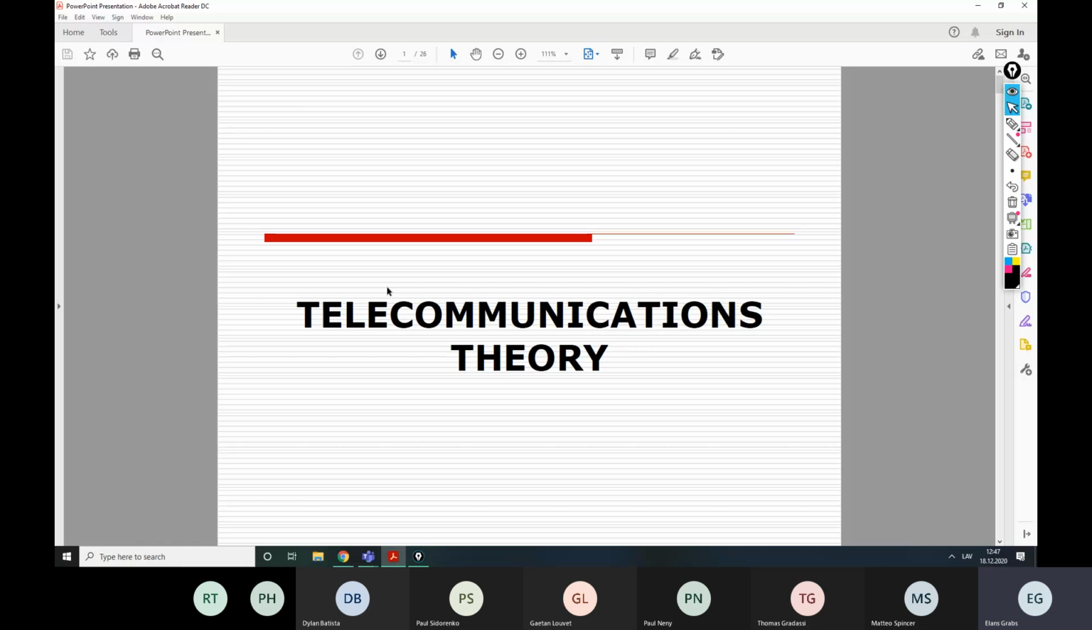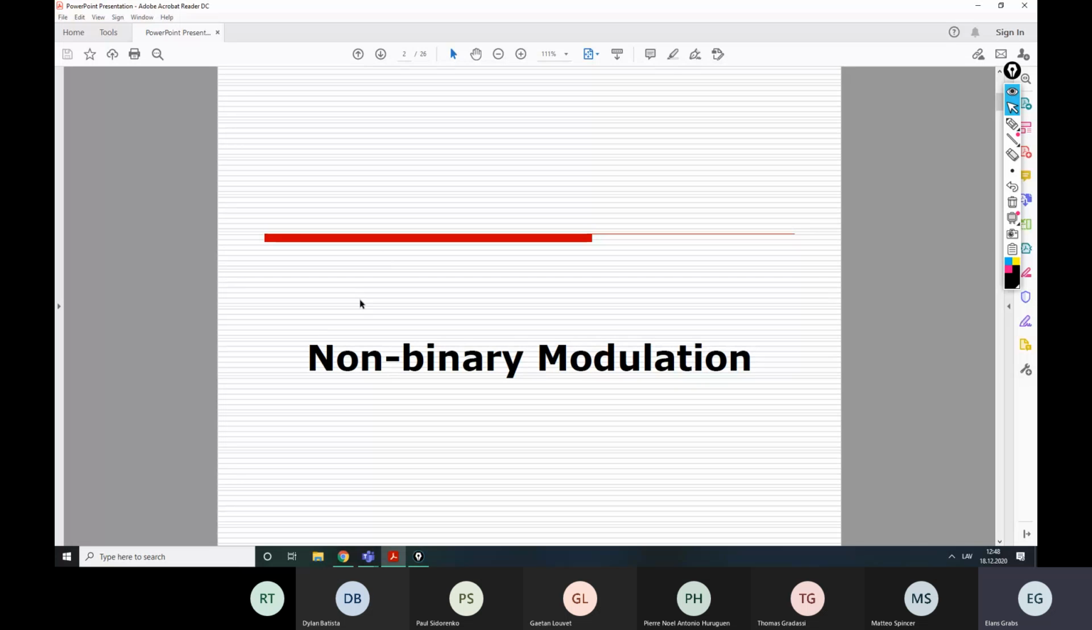Hello again, and today we are going to discuss non-binary modulation types. So basically, the modulation types which we are using nowadays for modern communication systems, such as Wi-Fi networks, 4G, 5G networks, cable television, satellite communications, and many other applications. That's exactly where we are using these non-binary modulation types. And so we will discuss that today.